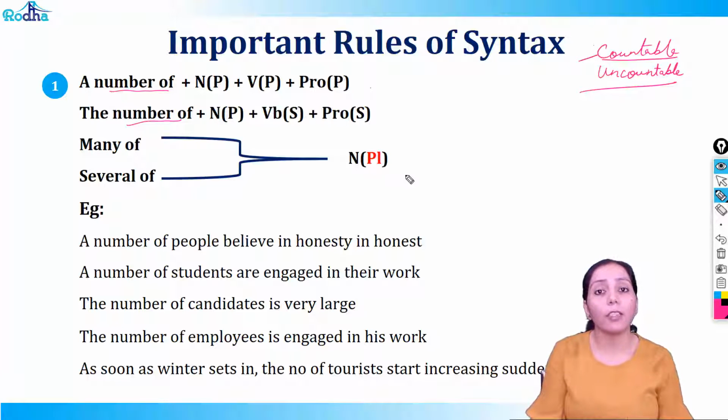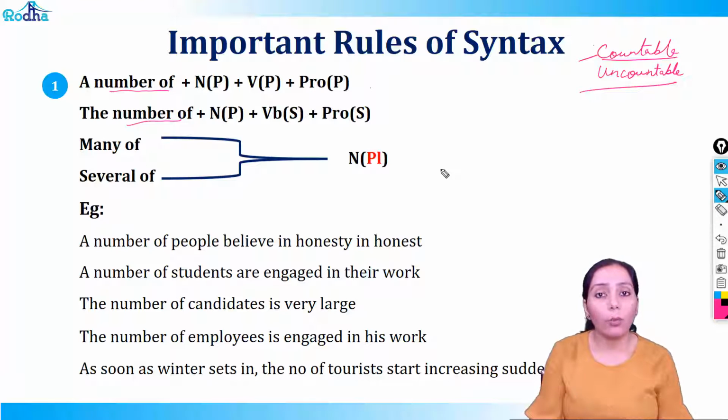Countable means the things which can be numbered, which can be counted. Those are called countable nouns. For example, I have 10 pens, so I can say I have 10 pens in my hand. That means I can count them, I can number them 1, 2, 3, 4 like this. So those are called countable nouns.